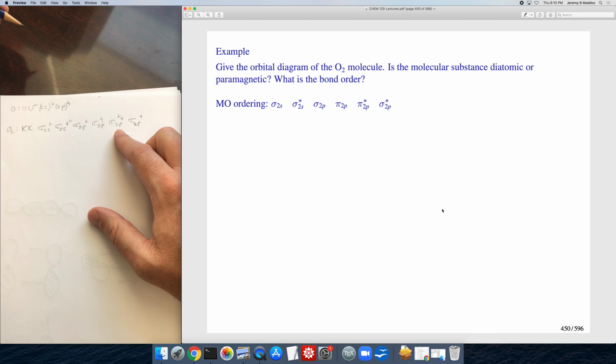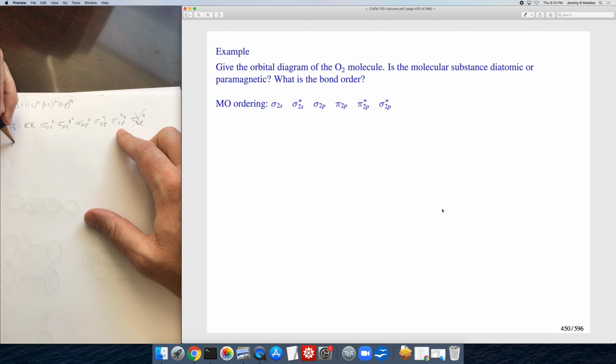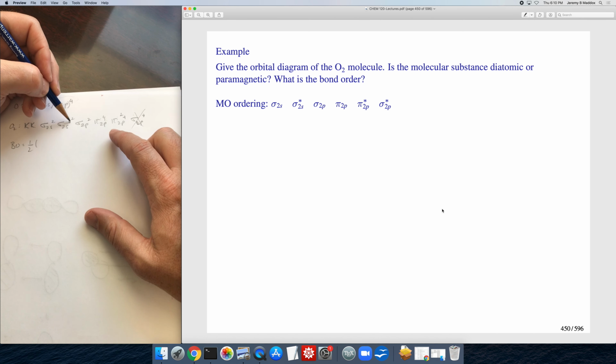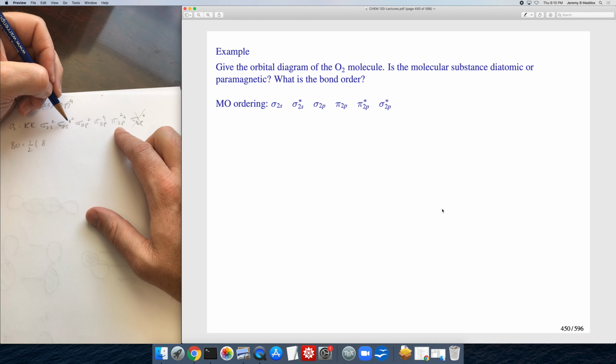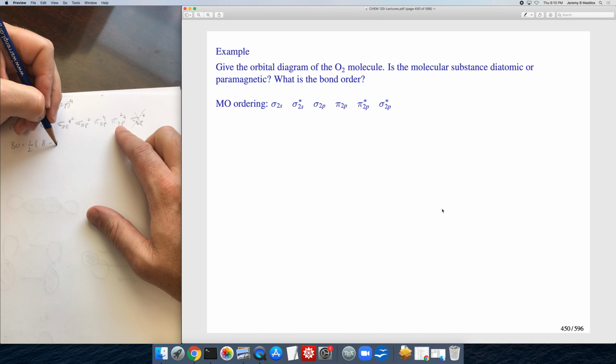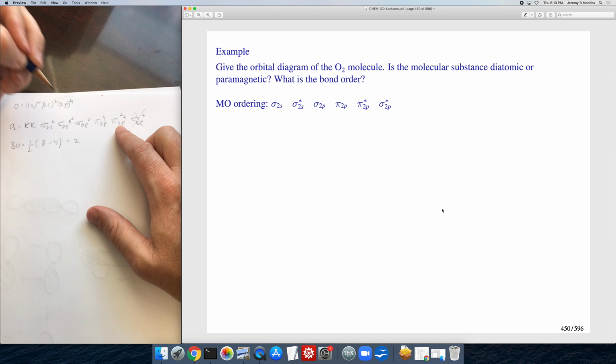So let's calculate the bond order. Here there's none, so that's not filled at all. The bond order is going to be 1/2 the number of bonding electrons minus the number of antibonding electrons. Our stars denote the antibonding electrons. The number of bonding electrons would be 2 plus 2, 4, plus another 4 gives us 8 bonding electrons, minus 2 plus 2, minus 4. That's going to give us a bond order of 2. So molecular orbital theory predicts that diatomic oxygen has a double bond.